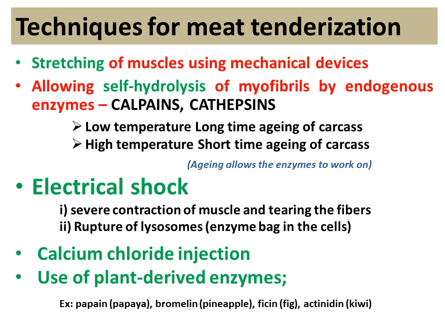And apart from the endogenous enzymes, addition of plant-derived exogenous enzymes like papain from papaya, bromelain from pineapple, ficin from fig, and actinidin from kiwi can also be additionally used to degenerate myofibers and thereby tenderize the meat or soften the meat.